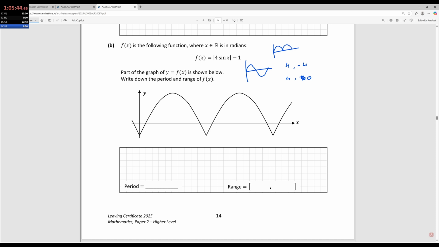The reason why this one is under the graph is because of the minus 1. So that means this here is minus 1. And instead of being up at 4, this is now at 3. So the range is 3 and minus 1.